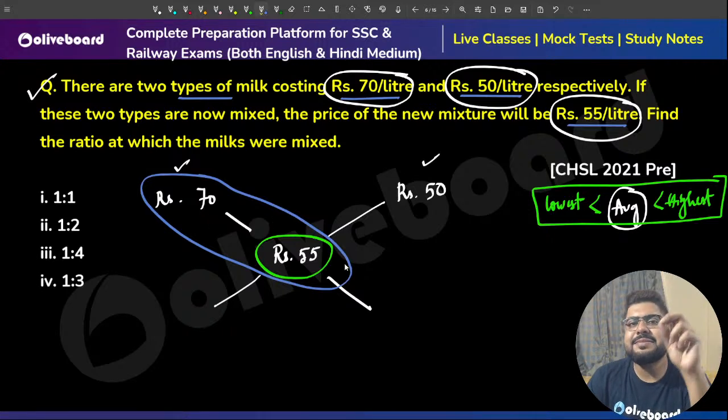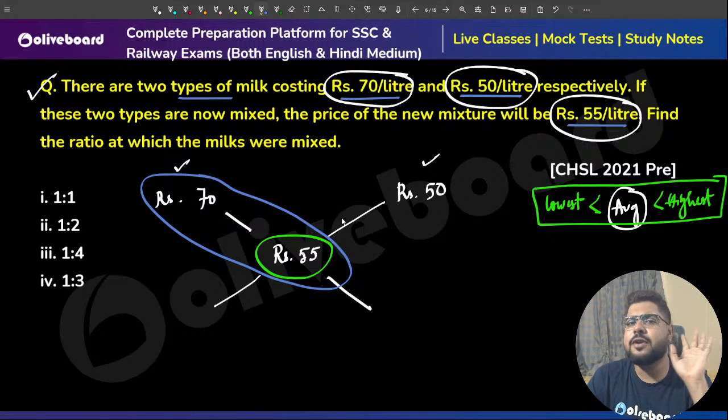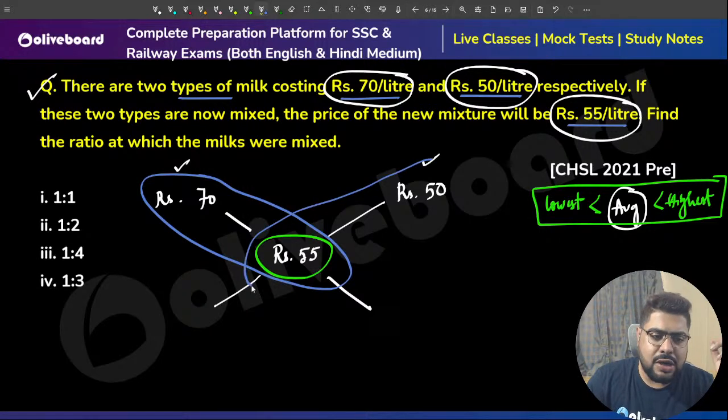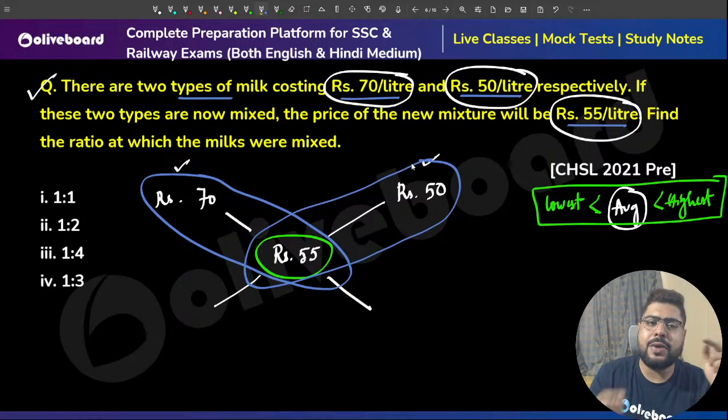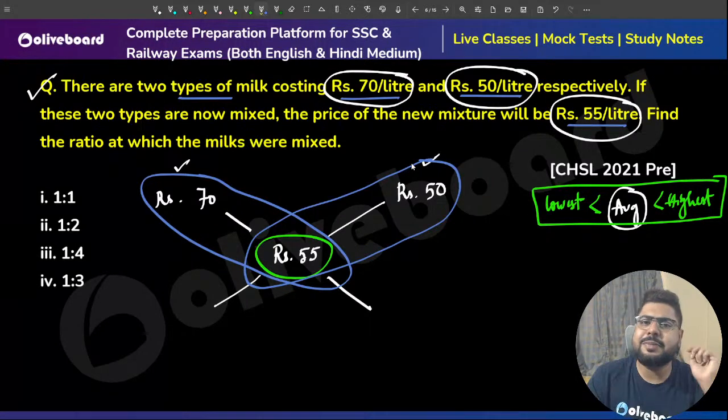Rupees 70 minus rupees 55. You take the difference, and difference means positive only. Here you can also take negative, but if you want to take negative, be sure to take negative for both cases. Meaning here you take negative, and the other cross also you take negative. Do not take one negative and one positive. That is why I always recommend taking the positive difference.